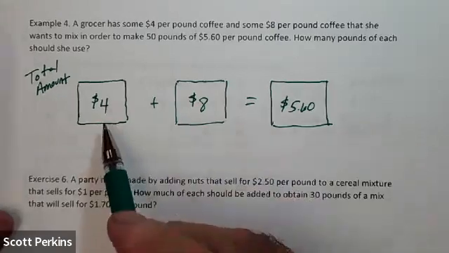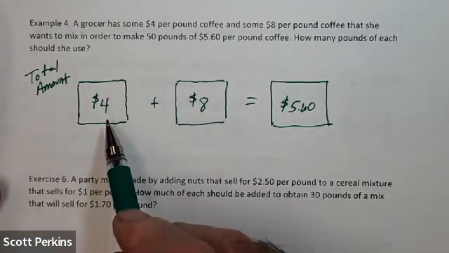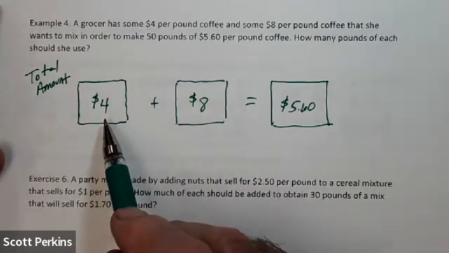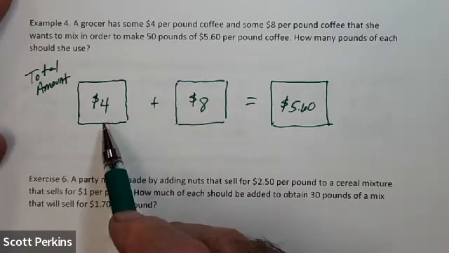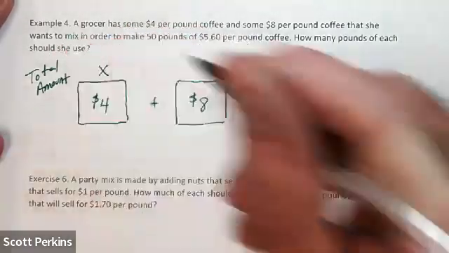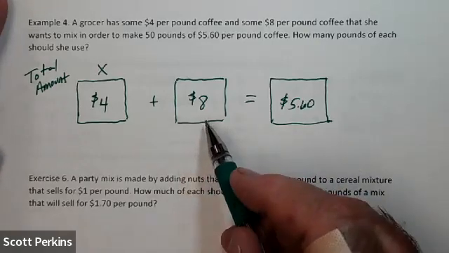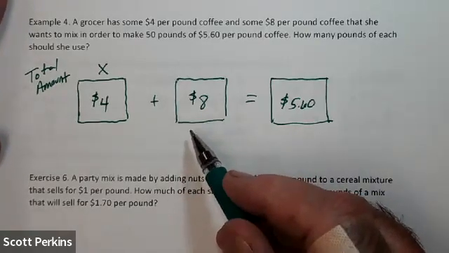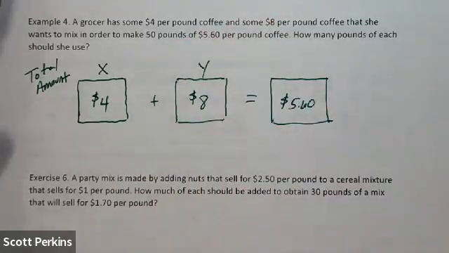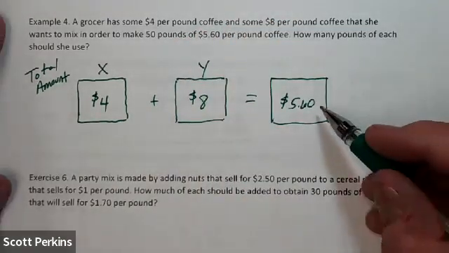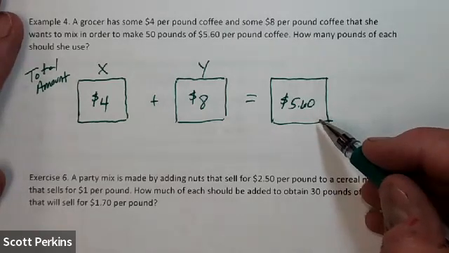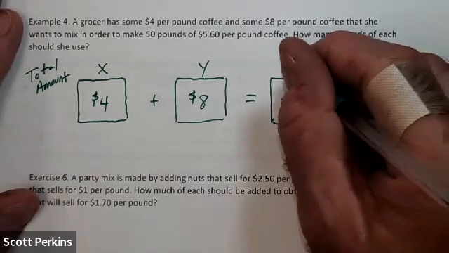So what does the problem tell us about how much $4 per pound coffee she's going to add? Yep, it doesn't say anything. So X. I'm not trying to confuse you, just trying to make sure you're reading the problem and know that it doesn't give us any amount. How about what does it say the amount of the $8 coffee is? Y, that's what we're looking for, those two things right there. What's the amount of coffee she wants to have at the end? 50 pounds. Okay.